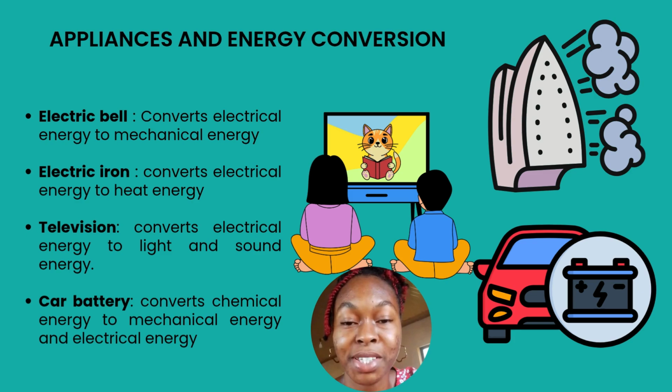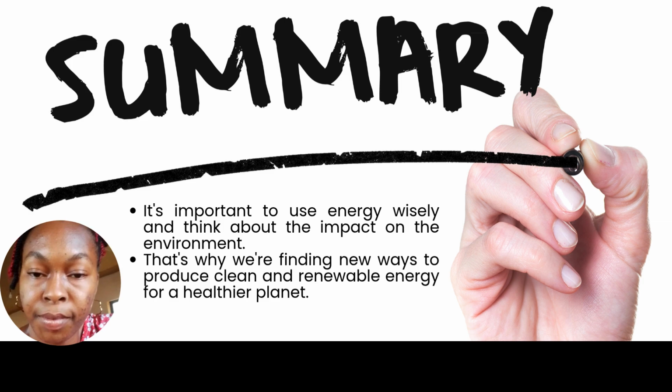And a third example is the television. It converts electrical energy to light and sound energy. And finally, we have the car batteries. Now, this converts chemical energy to mechanical energy and electrical energy. So you can see how energy is being transformed from one form to another, okay, using various sources and then being applied in some of these appliances.